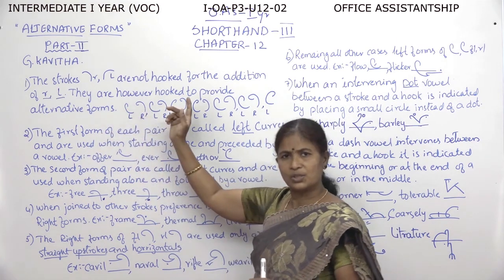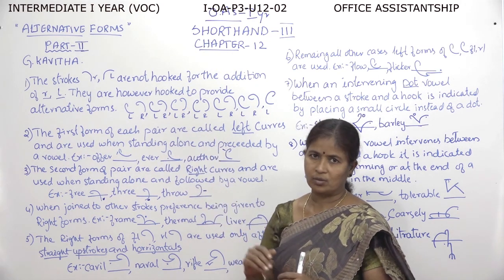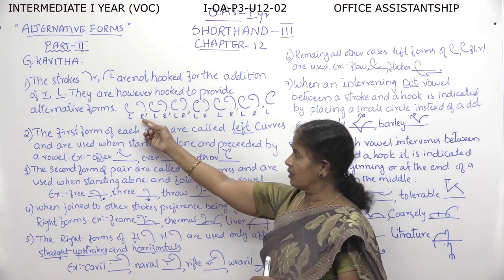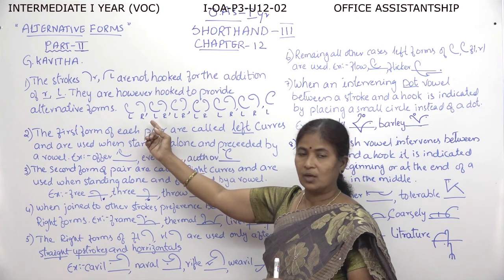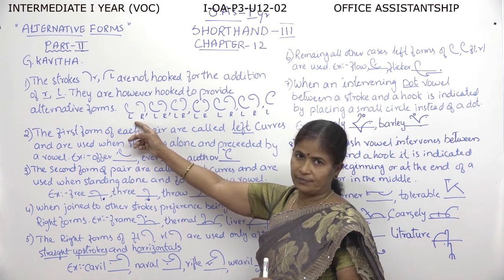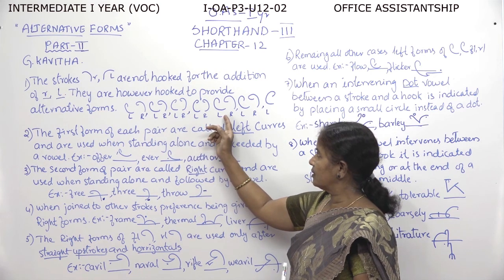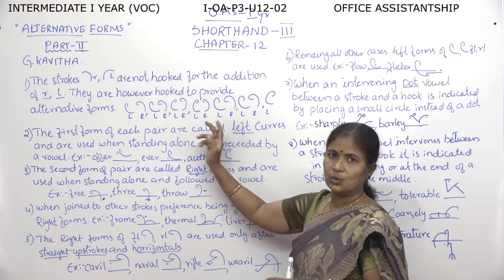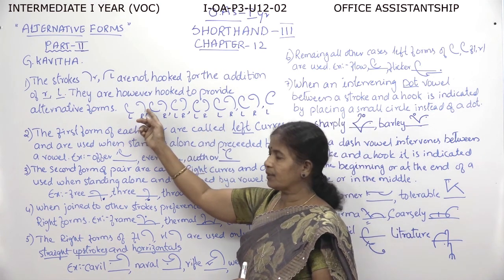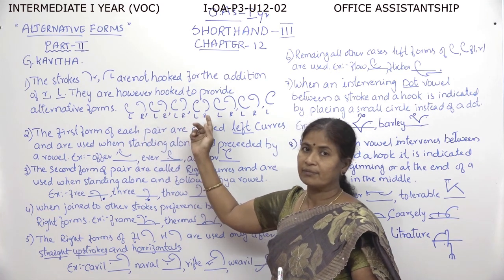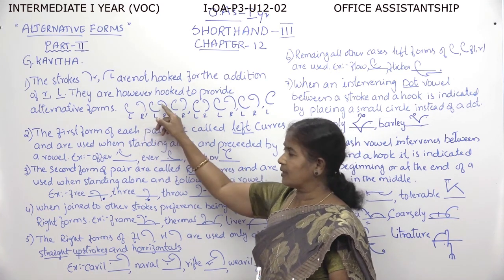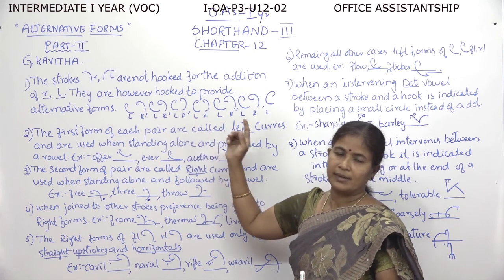They are however hooked to the other strokes and form double consonants, right? And even we have alternative forms to this. What are the alternative forms? We have 2 forms of fir, ver, ter, der, full and well. The first pair of each are called left curves and the second pair are called right curves.